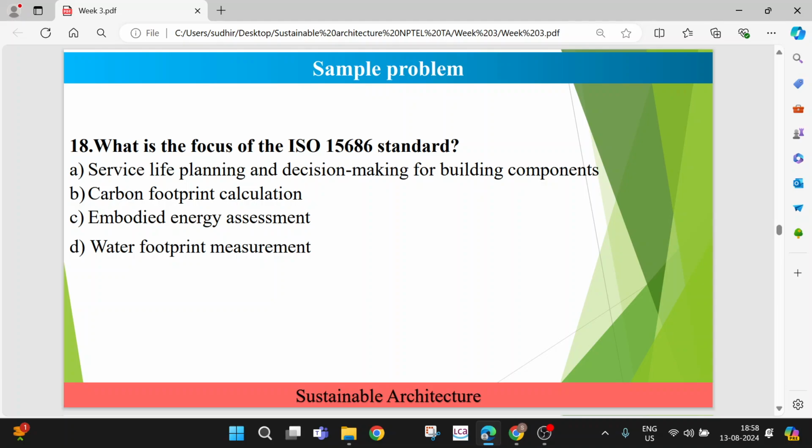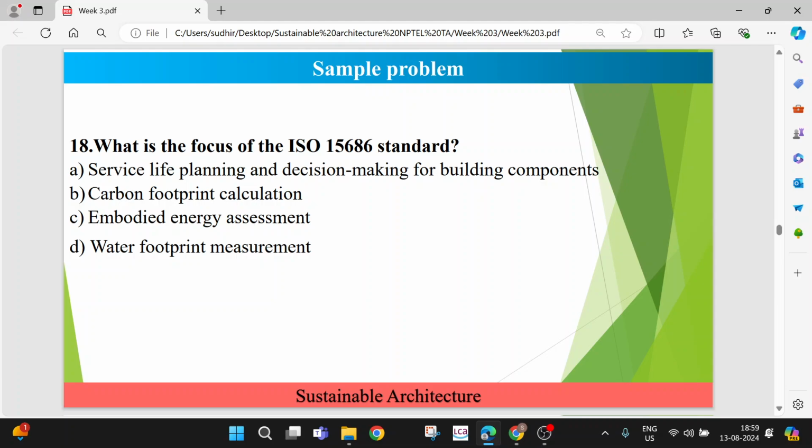Because we have to complete around 50 questions. So question number 18 is there. Try to answer this question. Option A. Yes, option A. So this is the ISO 15686 standard. Option A is the right answer. So I think not much discussion is needed. It is clear to all of you. Can we move to question 19?